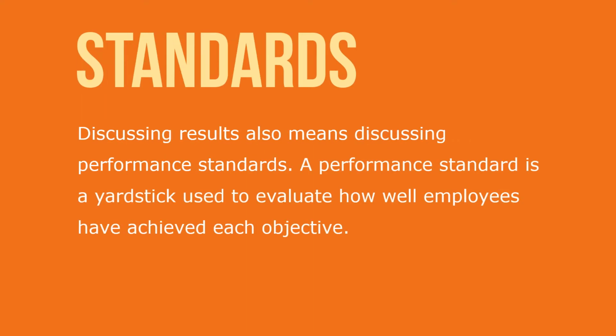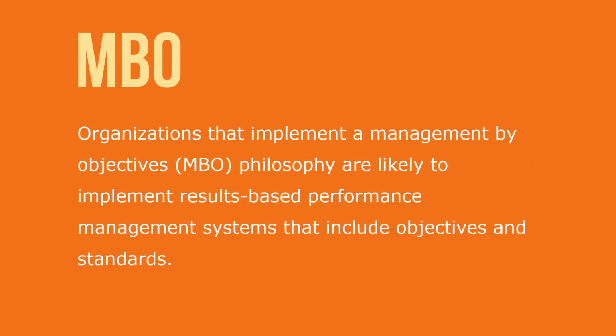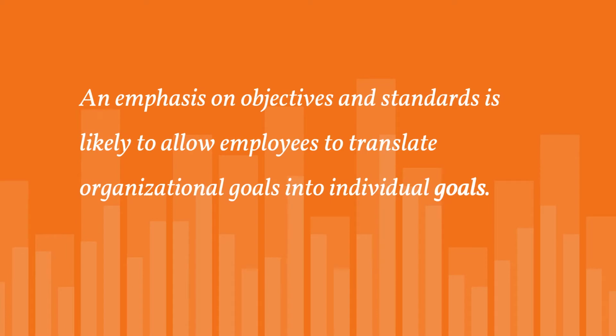Discussing results also means discussing performance standards. A performance standard is a yardstick used to evaluate how well employees have achieved each objective. Organizations that implement a management by objectives, or MBO, philosophy are likely to implement results-based performance management systems that include objectives and standards. An emphasis on objectives and standards is likely to allow employees to translate organizational goals into individual goals, which is a key purpose of MBO philosophies.